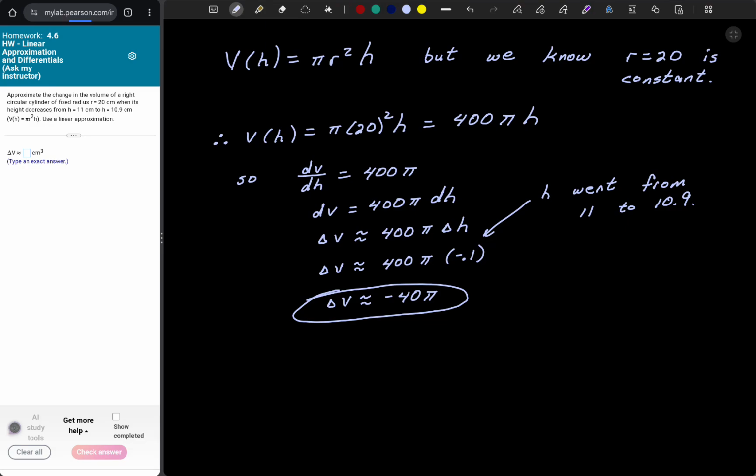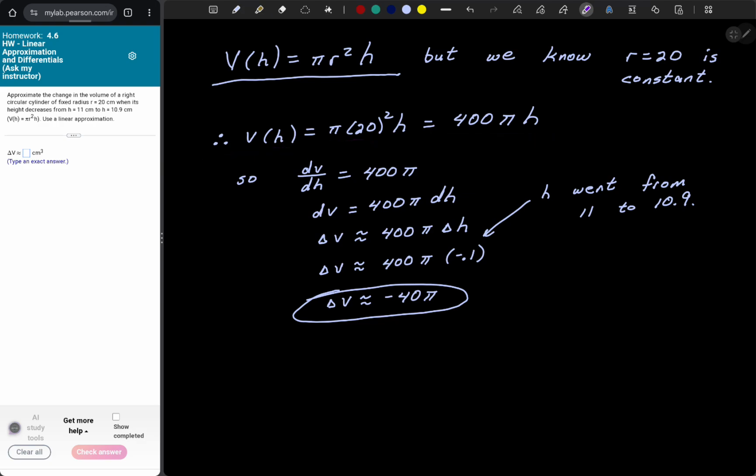Okay, so what I do is I take the formula that they give me in terms of the height. Volume is equal to pi r squared h. And so now in this formula, we know that the radius is constant. The radius is just 20. So I can simplify this formula that they gave us. I can say, well, therefore, the volume with respect to h is just going to be pi times 20 squared times h. It's just going to be a linear function. It's going to be 400 pi times whatever the h value is.